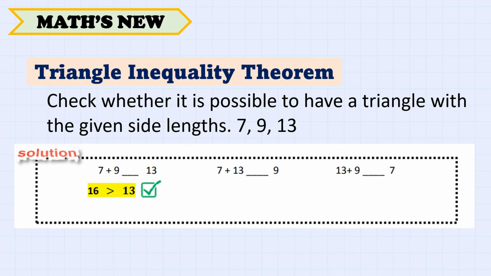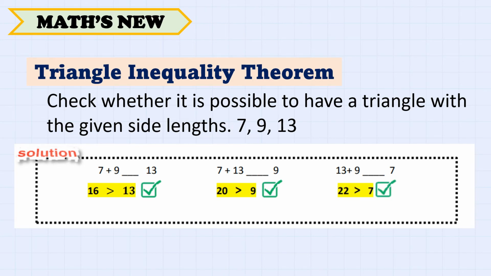How about the next one? Let's add 7 and 13, which should be greater than 9. 7 plus 13 is 20, and 20 is greater than 9. Okay, correct. How about 13 plus 9? It should be greater than 7. So 13 plus 9 is 22, and it is greater than 7.